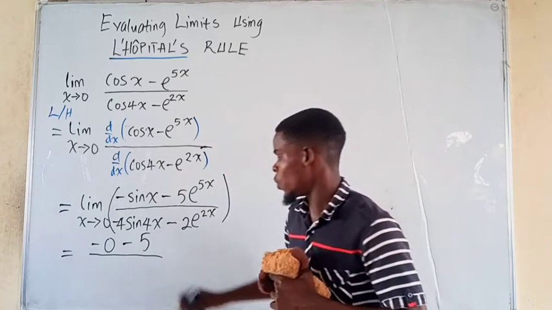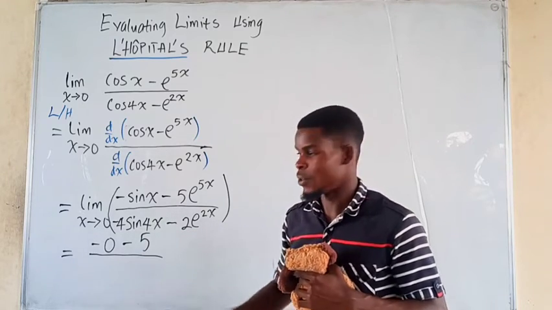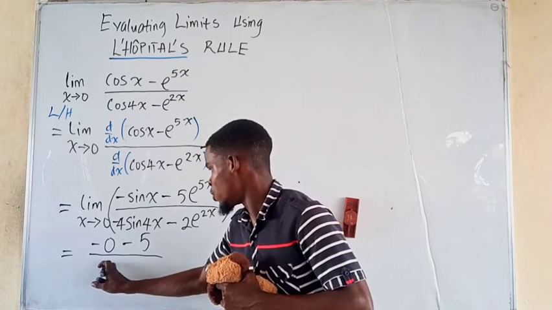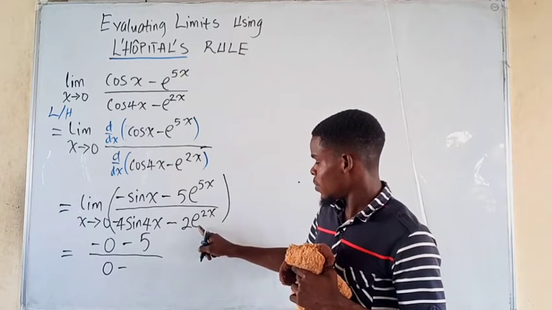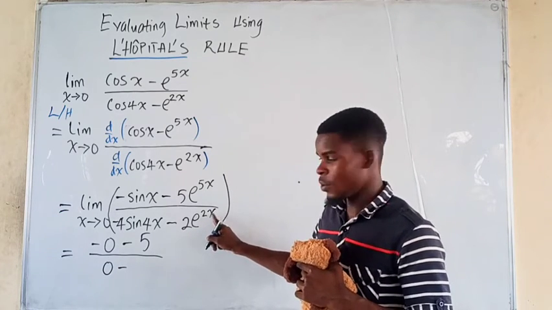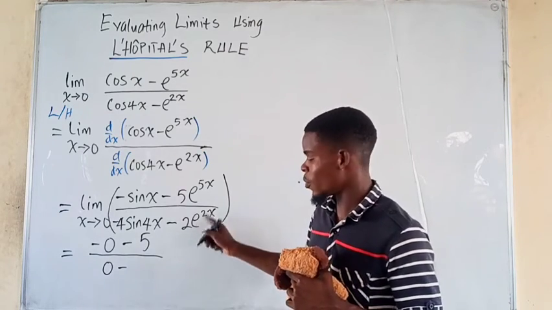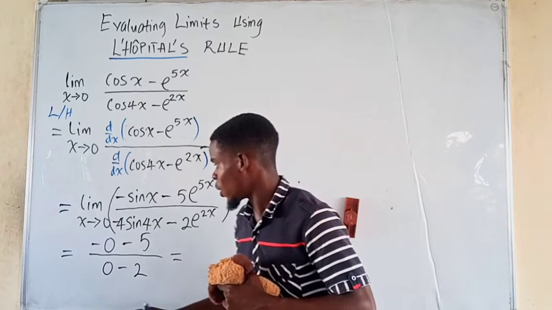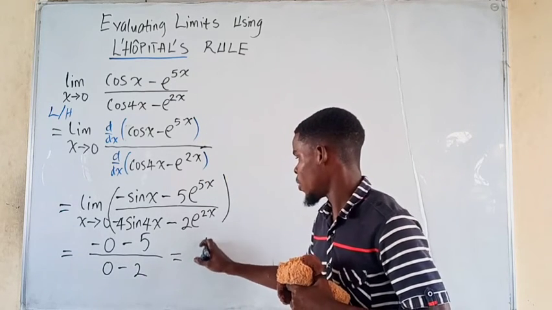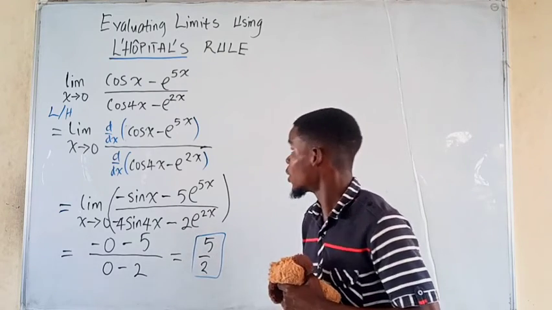Then we divide it by, well, sine 0 is 0, so 0 times negative 4 is just 0. Then minus 2 times e raised to the power 2 times 0. 2 times 0 is just 0, so e raised to the power of 0 will be 1. So we have the minus 2. And then all in all, we're going to have 5 divided by 2 to be the limit of that function.